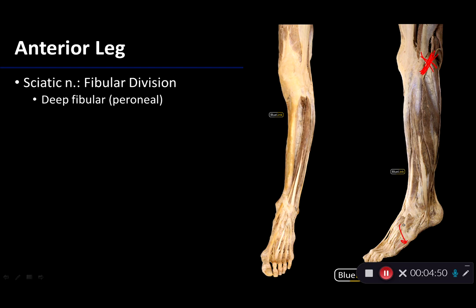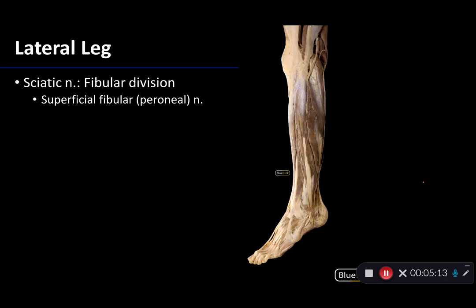So we lose our ability to dorsiflex the foot and extend the digits from our anterior compartment of the leg, and we lose our ability to evert the foot by losing the lateral innervation to the lateral compartment of the leg, which is very problematic from a gait perspective. The lateral leg receives its innervation from the superficial fibular or peroneal nerve, coming down, of course, from that common fibular nerve.